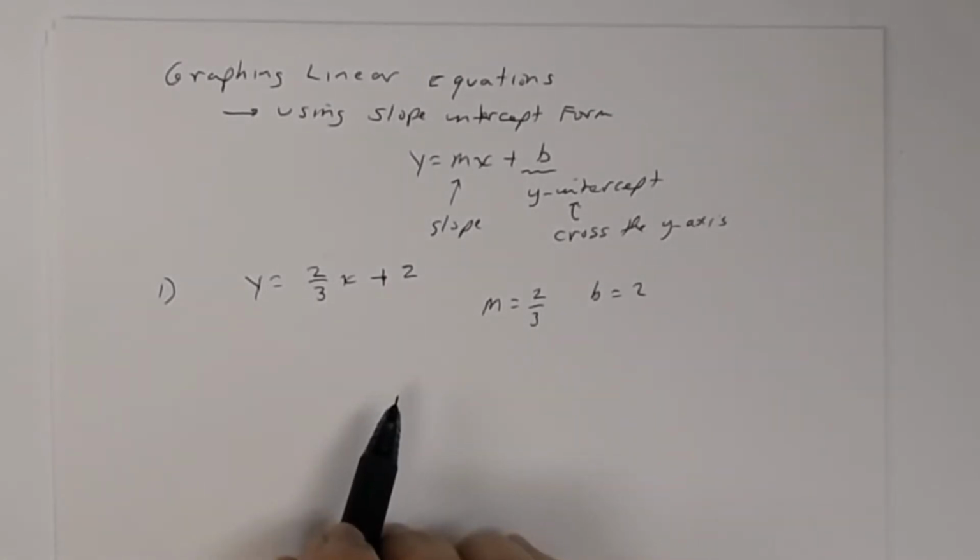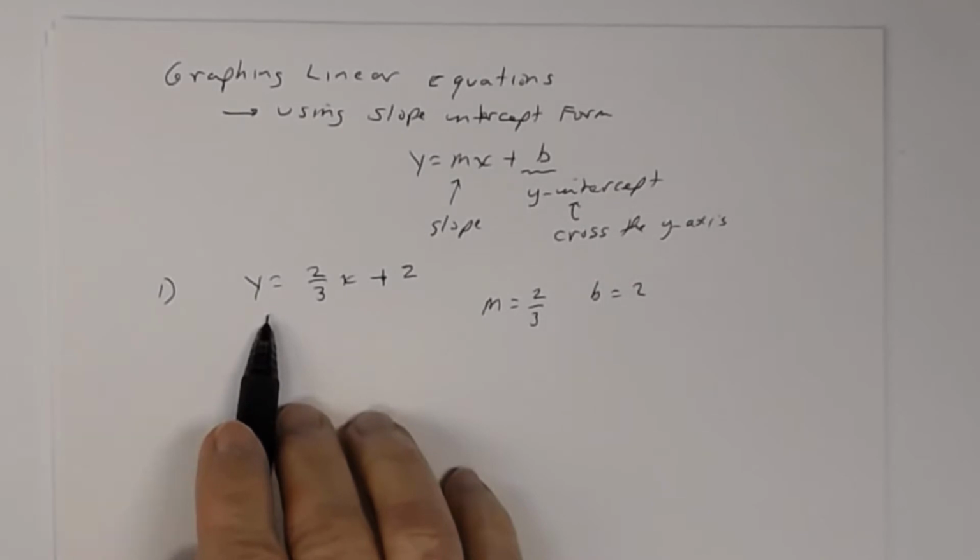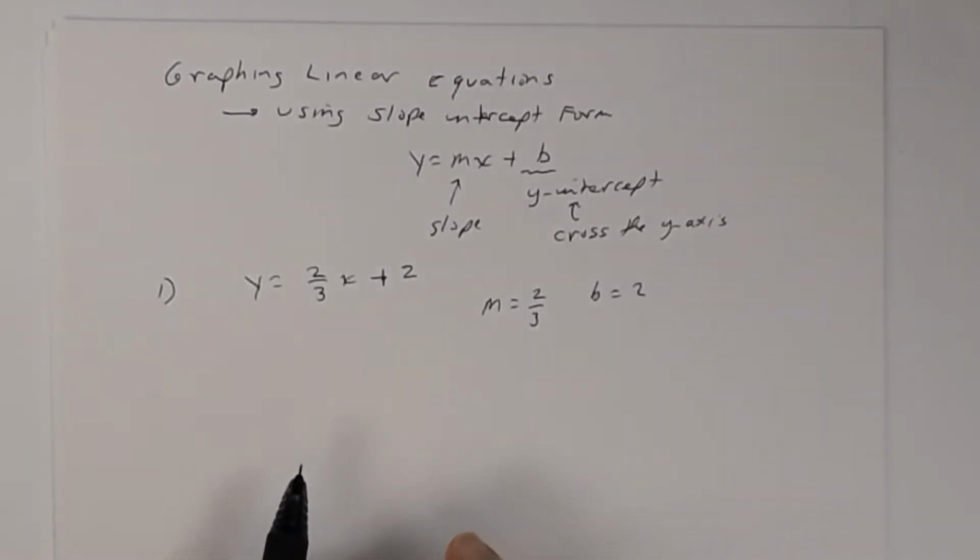Once you find this information, it's pretty easy to graph this line. You don't need to use a t-table like you've done in other courses. You can just use slope-intercept form.